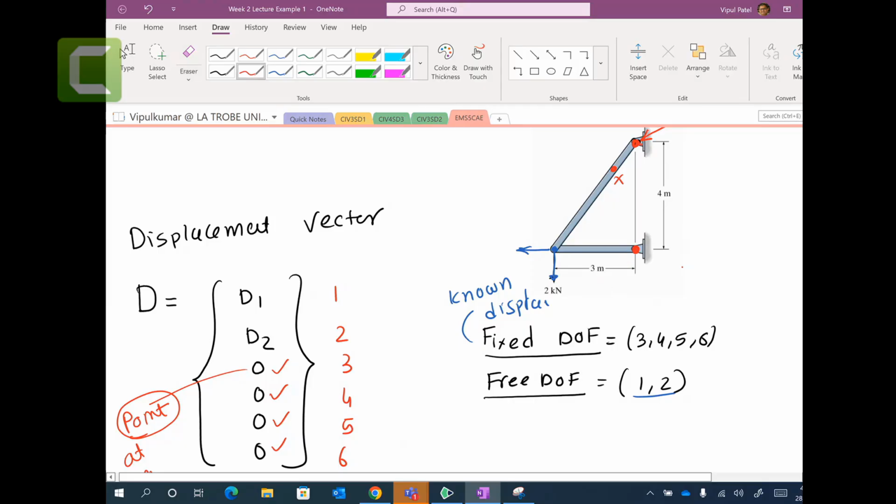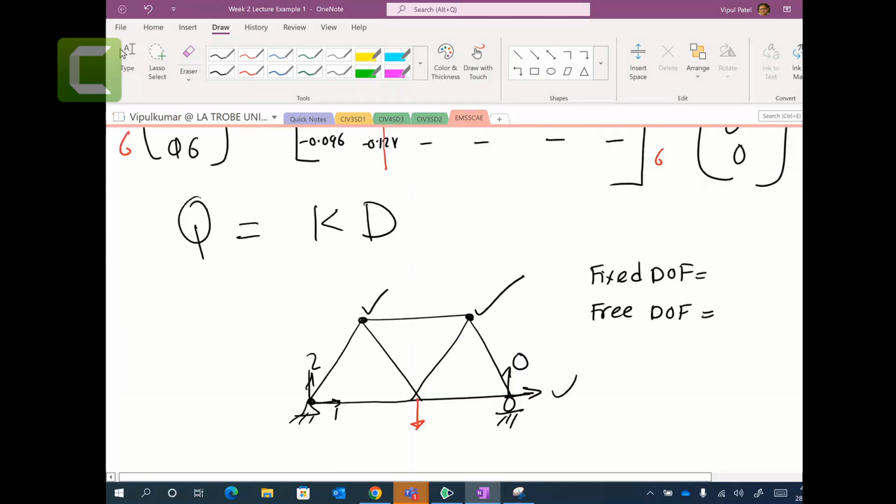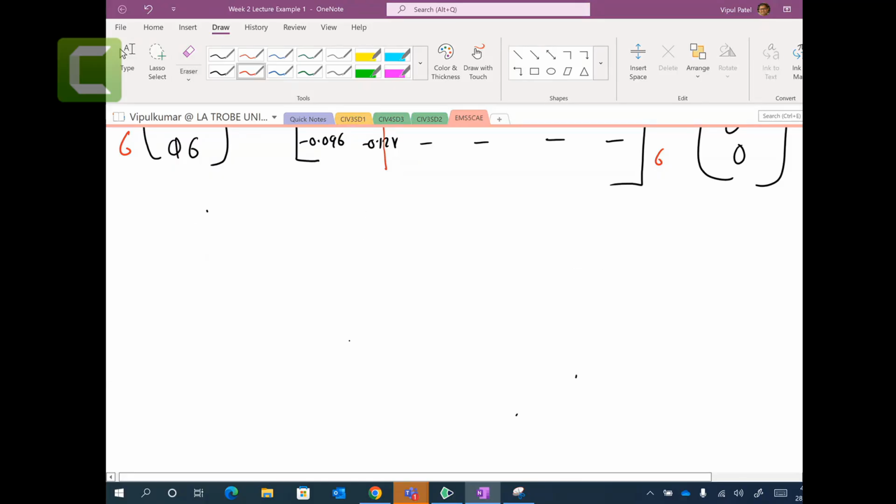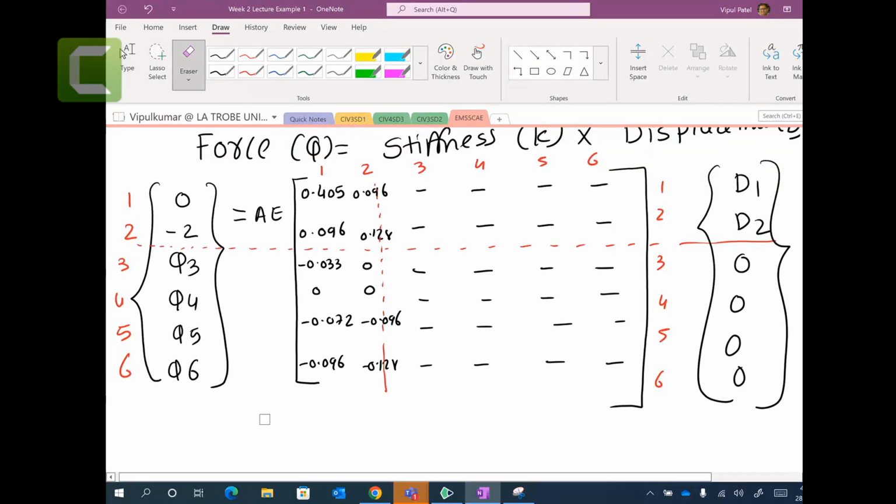So I hope you understand this, Q equals KD. Now my next job is to find the unknown displacements first, and then we will find the unknown forces as well. So we have two jobs to do. If you look at my truss system, all these things on the screen, you can see that it has unknown values Q3, Q4, Q5, and Q6, and you have unknown values D1 and D2. So let's start with D1 and D2 first.